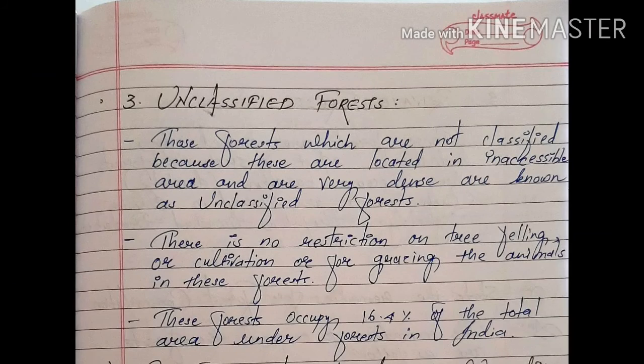And third one is unclassified forest. Those forests which are not classified because they are located in inaccessible areas and are very dense are known as unclassified forest. There is no restriction on tree felling, cultivation or grazing the animals in this forest. These forests occupy 16.4% of the total area under forests in India.